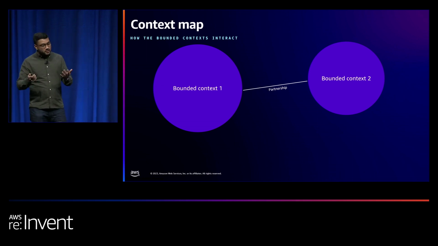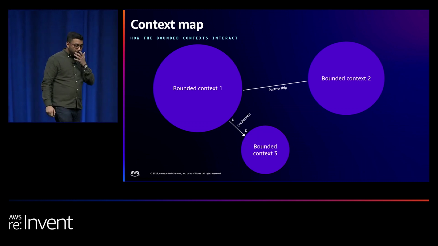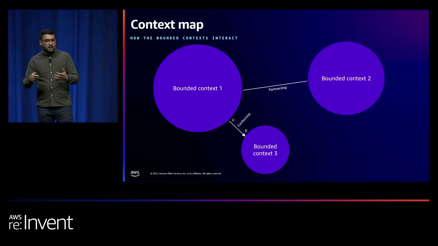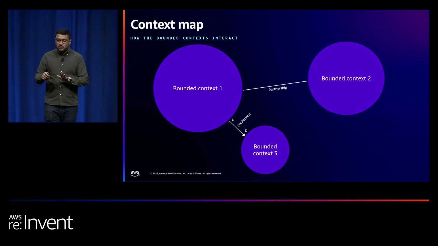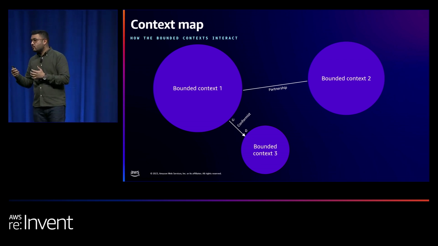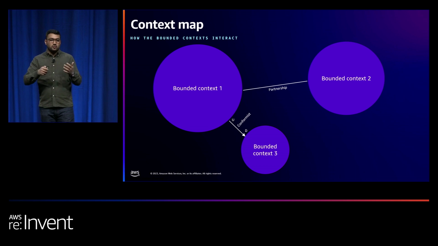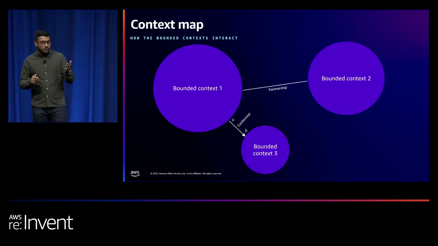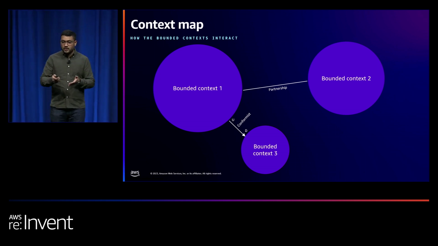But then it's unequal, so there are going to be cases where one software is much more important than the other. In that case, you'll have a conformist kind of relationship, which basically means that the upstream, in this case bounded context 1, is going to dictate the terms, and the downstream, which is bounded context 3, is just going to figure out how to consume the data given by bounded context 1. So the upstream is going to enforce the details.